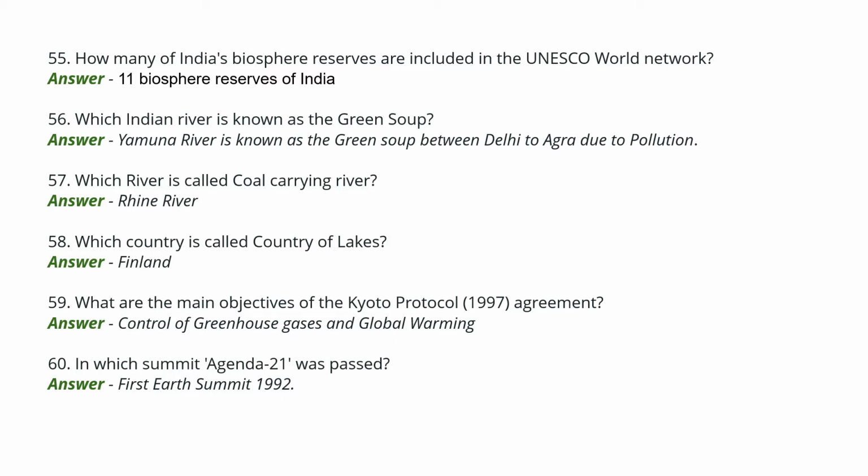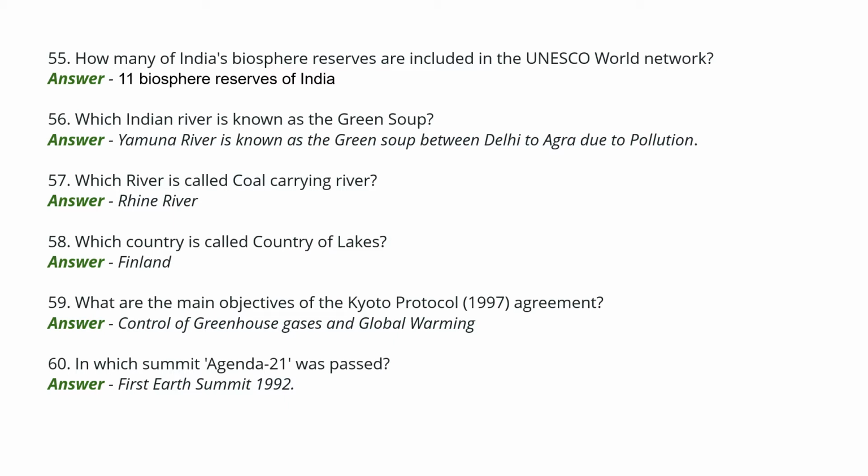Question 56, which Indian river is known as the green soup? The answer to the question is Yamuna River. The Yamuna River is known as the green soup between Delhi and Agra due to its pollution. Next question, which river is called the coal carrying river? The answer is Rhine River.